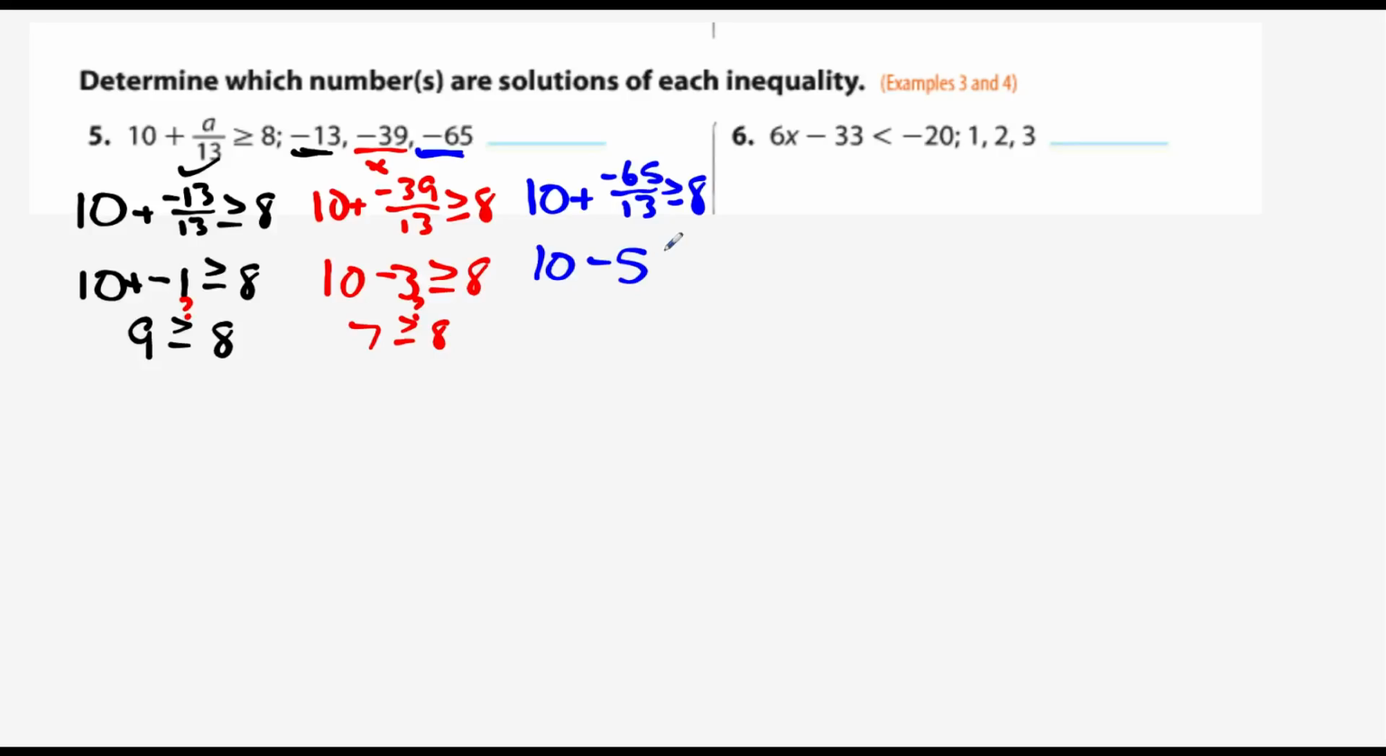So 10 minus 5 is greater than or equal to 8. 10 minus 5, oh look, it is. I'm good at math. Let me get out of 7th grade one day. 5, is that greater than or equal to 8? No, it is not. So this is no good. So the only answer that works here is A, negative 13.